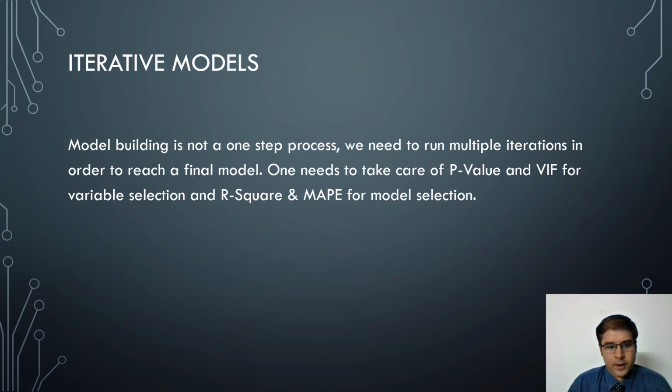Finally, we discuss iterative models. Model building is not a one-step process. We need to run multiple iterations in order to reach a final model. One needs to take care of p-value and VIF for variable selection and R-square and MAPE for model selection. So basically we need to take our parameters and tune them iteratively so that we can reach a final model. Because model building is not a one-step process, we need to run multiple iterations in order to reach our final model.